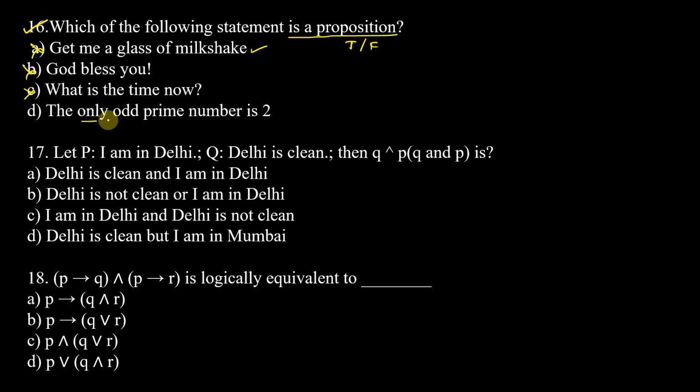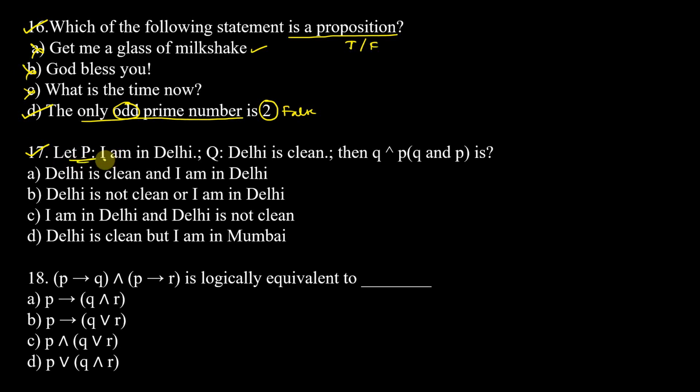But look, the only odd prime number is 2. But what is 2? 2 is an even prime number. But what is saying odd prime number? Then the statement is false. Means this is a statement that has a truth value false. Then I can call it as a proposition. Answer is option D.